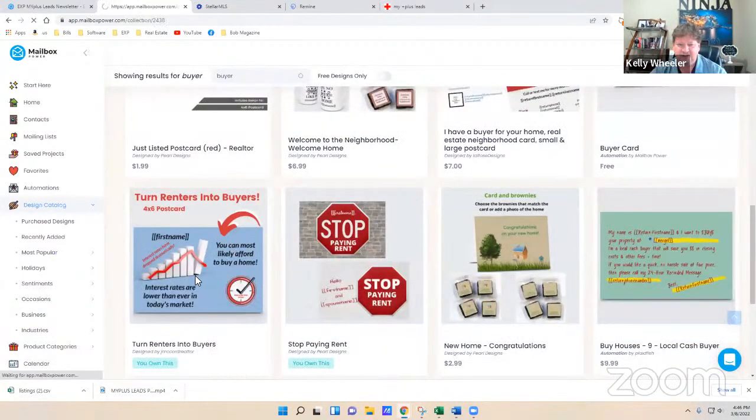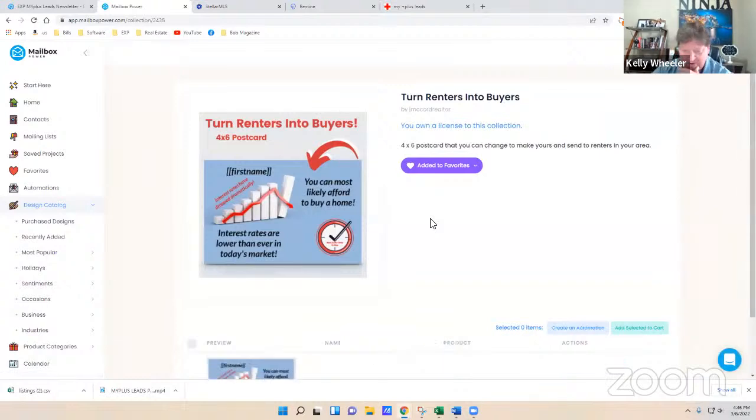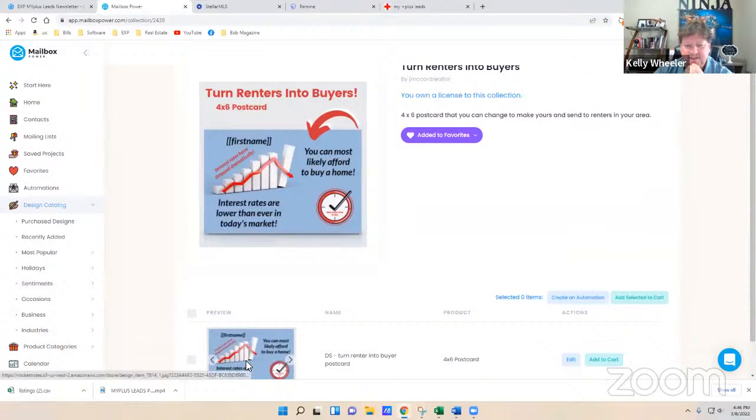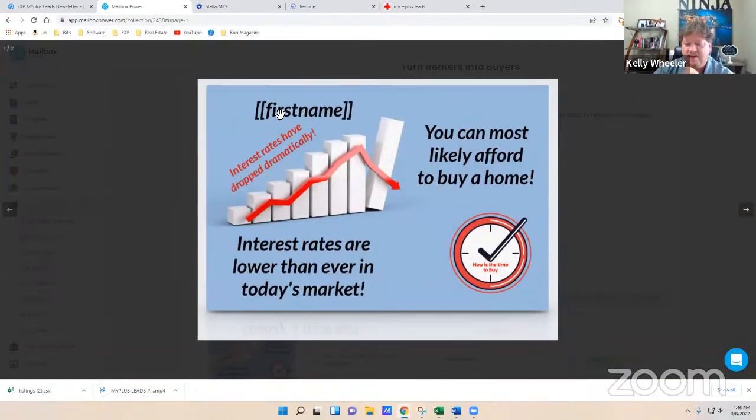Turn renters into buyers. Check this one out, guys. This one cost me like $1.99, and it's a 4x6 postcard, so it's the least expensive. But check this out. William, Bryan, interest rates have dropped dramatically. Now, this you'll have to edit because they're actually going up. I don't know. Has anybody gassed their car in the last 2 days? I just spent $50 gassing my SUV, and it's a small SUV. It normally costs me like $30, man. So you might want to change some of this.